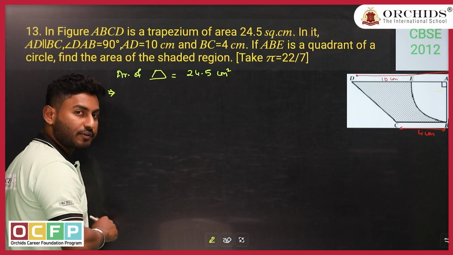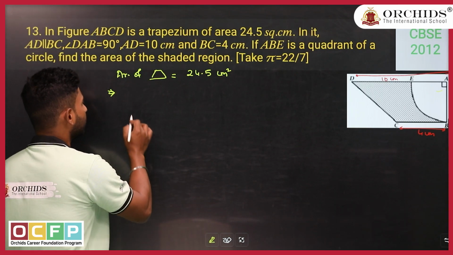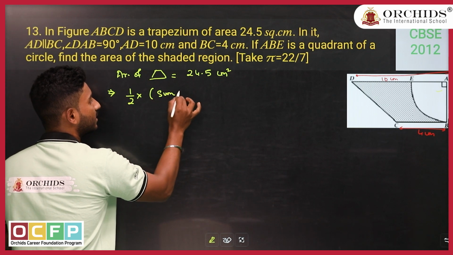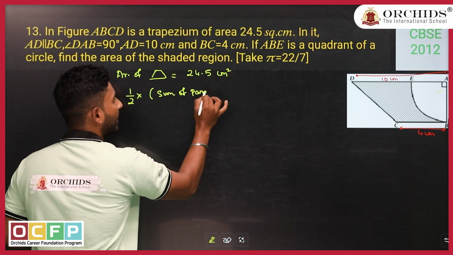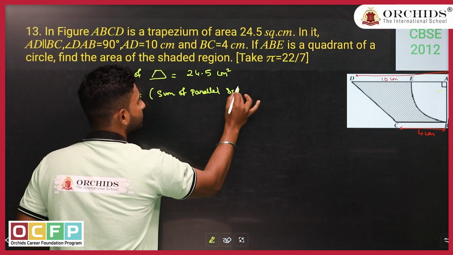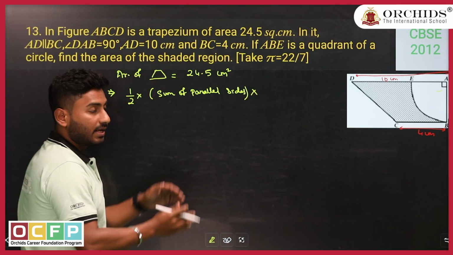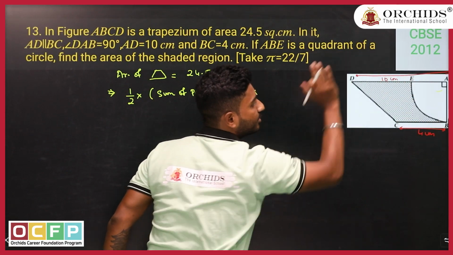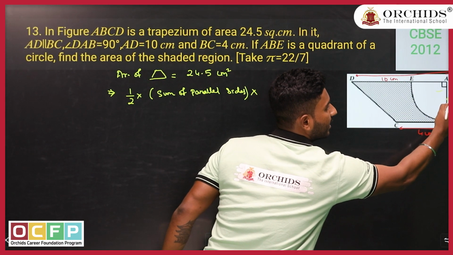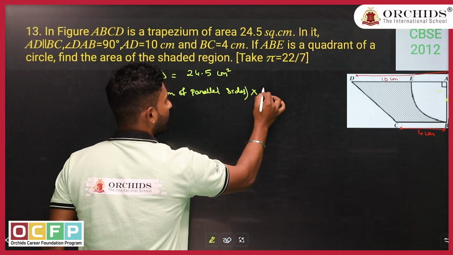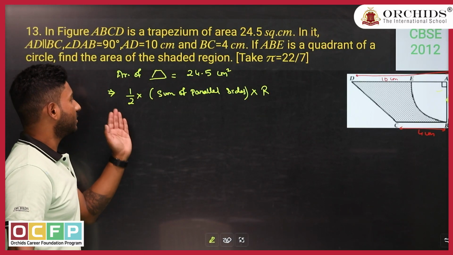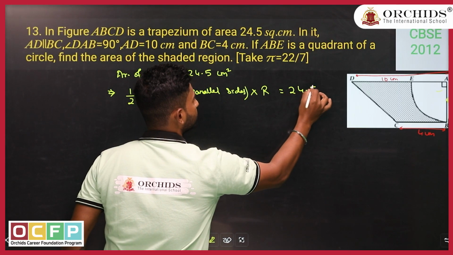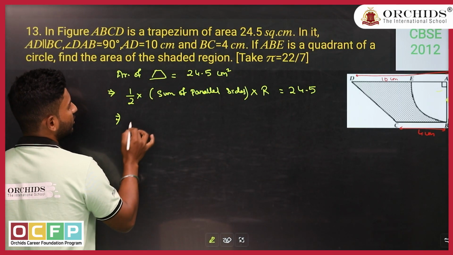Now do you know what is area of trapezium? Area of trapezium is half of sum of parallel sides into distance between them. Here the distance between them is nothing but AR. Let us call this one R. So this is the area of trapezium, which is given to be 24.5. Let us put the values.